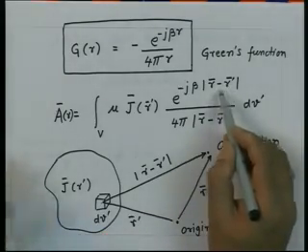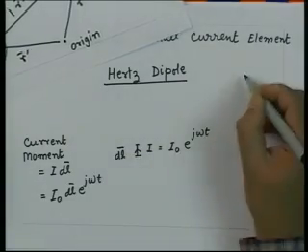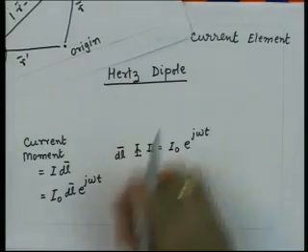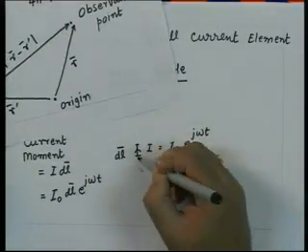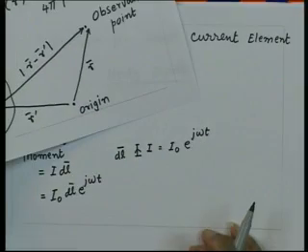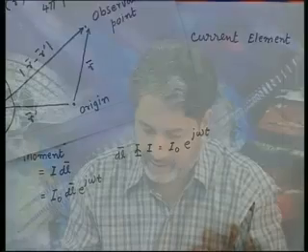So, r minus r prime is the distance between the center of the current element and the observation point, and since the length is very small, we assume that this term practically remains the same for all points on this element. So, we can now put this current element at the origin of the coordinate system.